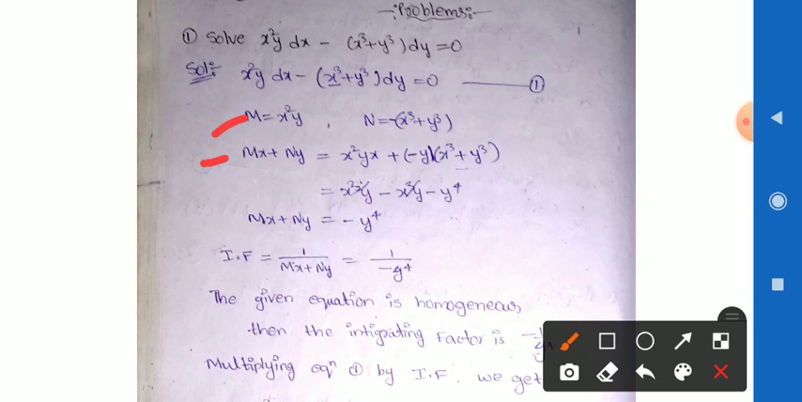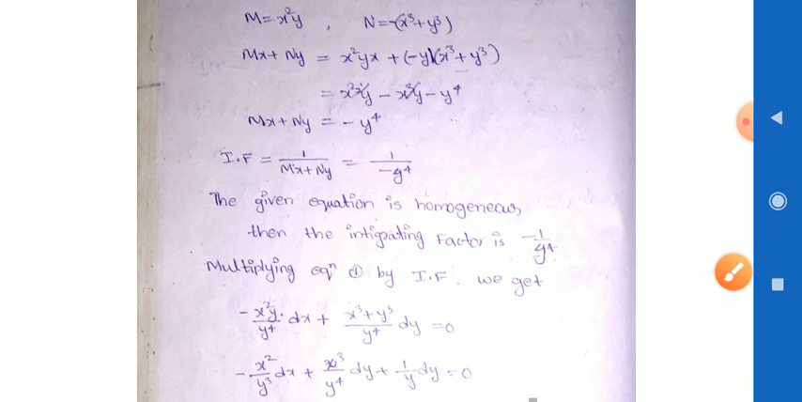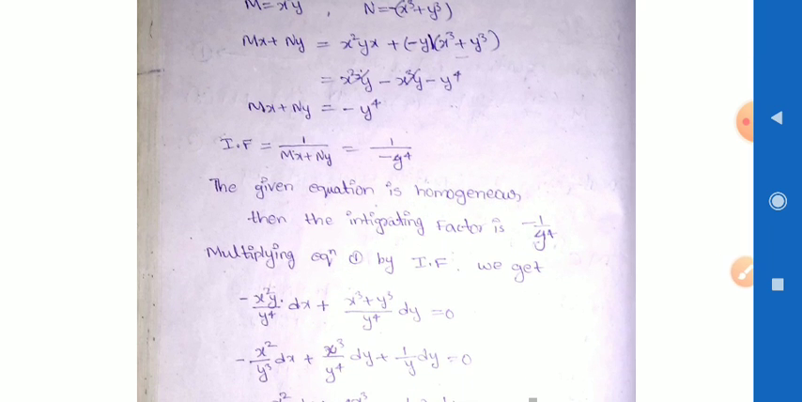Then we have a theorem. By the theorem, method number 2, we get the integrating factor for a homogeneous differential equation. The integrating factor is 1/(Mx + Ny). Here the Mx + Ny value is −y⁴. So the integrating factor is 1/(−y⁴). For the given equation, which is homogeneous, the integrating factor is 1/(−y⁴).